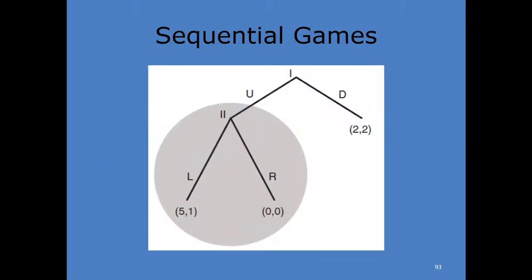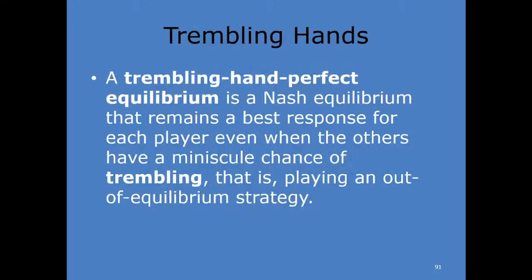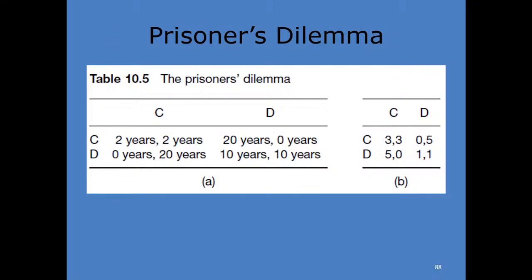So let's take this sequential game. As you see, sequential games can be represented using this extensive form. Unlike the payoff matrices that we saw here, right here, there's no timing.